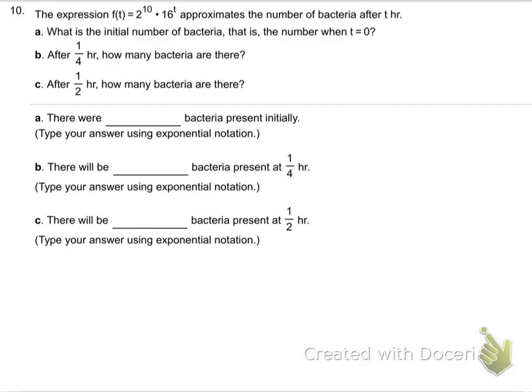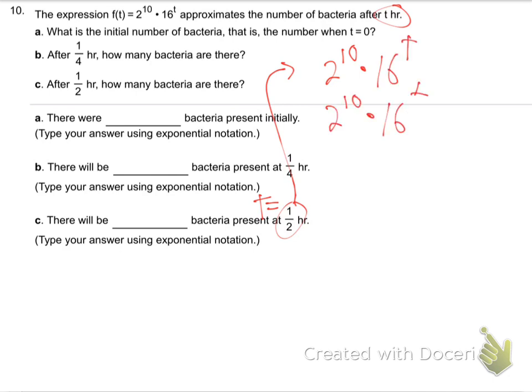Let's try part C. Now, part C is going to be very similar. Now we're saying half an hour. T, right? T is the hours. Half an hour. So they want me to take the formula 2 to the 10th times 16 to the t, and they want me to put in the t as a half hour and simplify that.